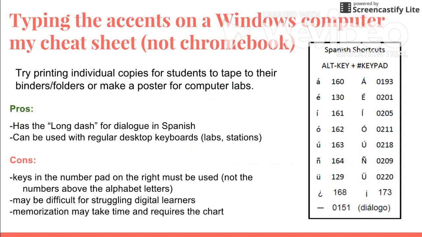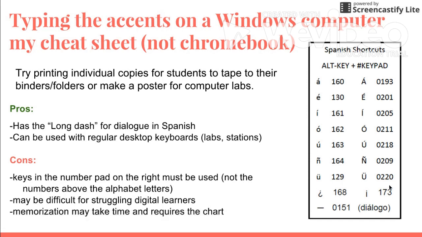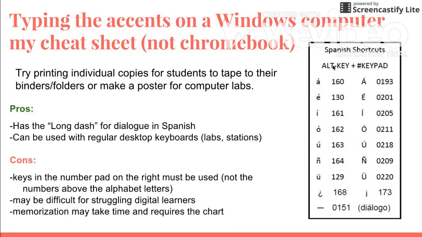Let's say maybe you're in a computer lab and you're not on a Chromebook. I've also made something similar to this. You can make it into a poster or a little printout for your students that they can tape to their binders or folders. It has the shortcuts basically. The numbers indicating, you also have to use the Alt key and then the number on the keypad to the right. So if you try these codes with the numbers above the alphabet, it won't work. You're going to need to use that right number keypad.